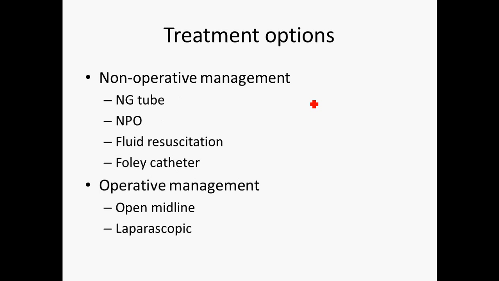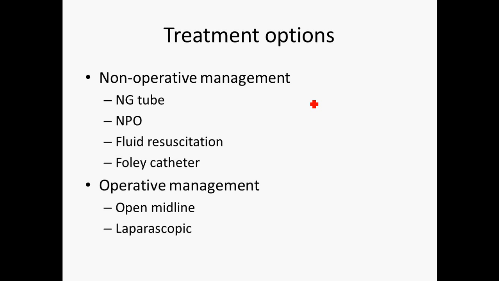And so if we don't want to go in and treat this surgically, we can do an NG tube, we can stop feeding, and if necessary give total parenteral nutrition, and just along with that fluid resuscitation, and then of course put a Foley catheter in and monitor liquid output.